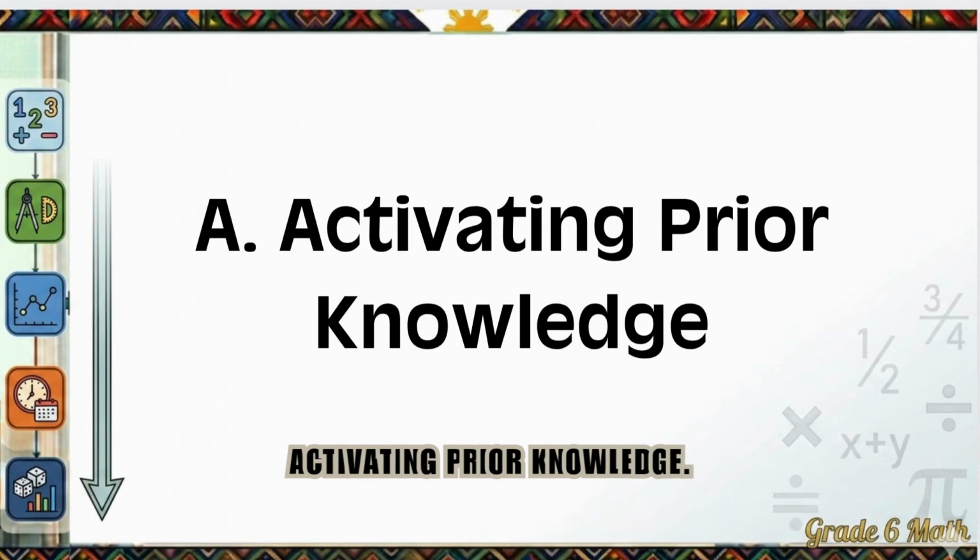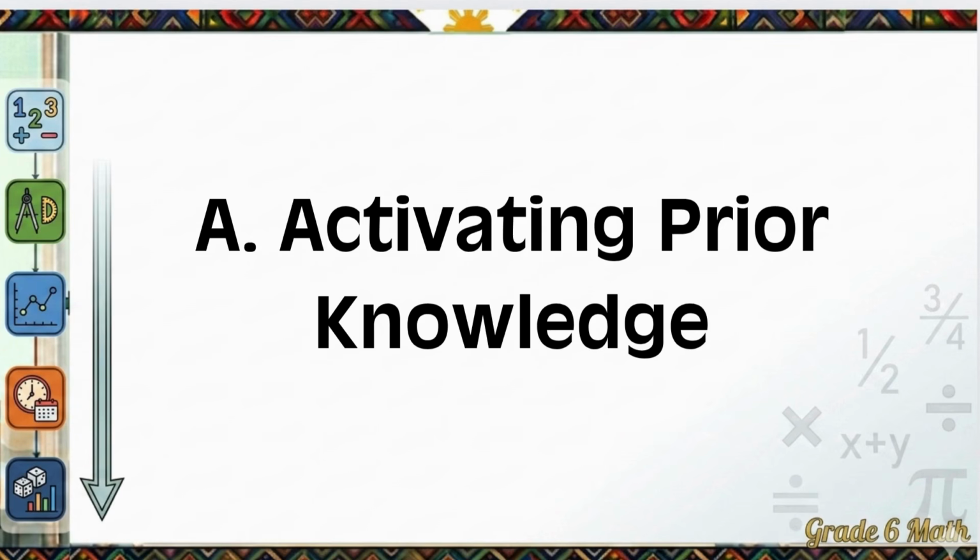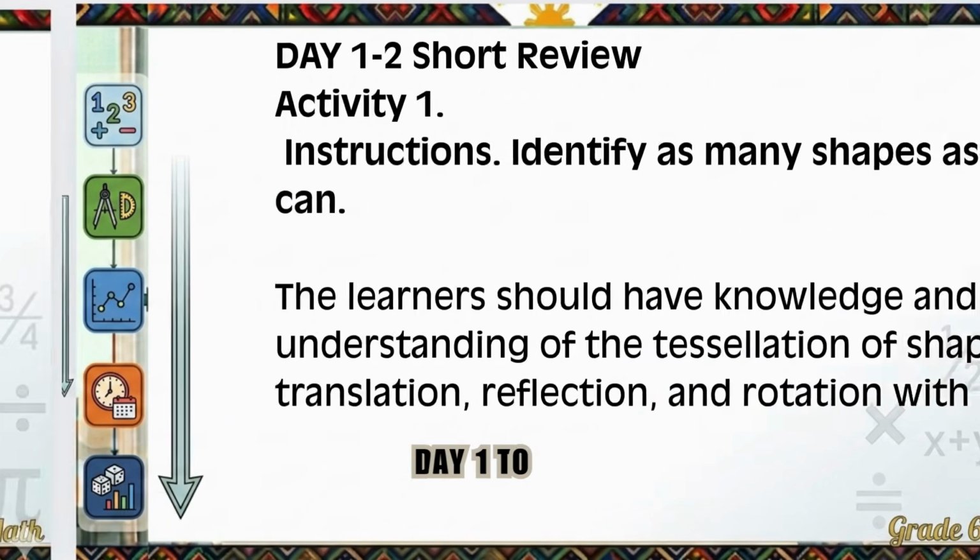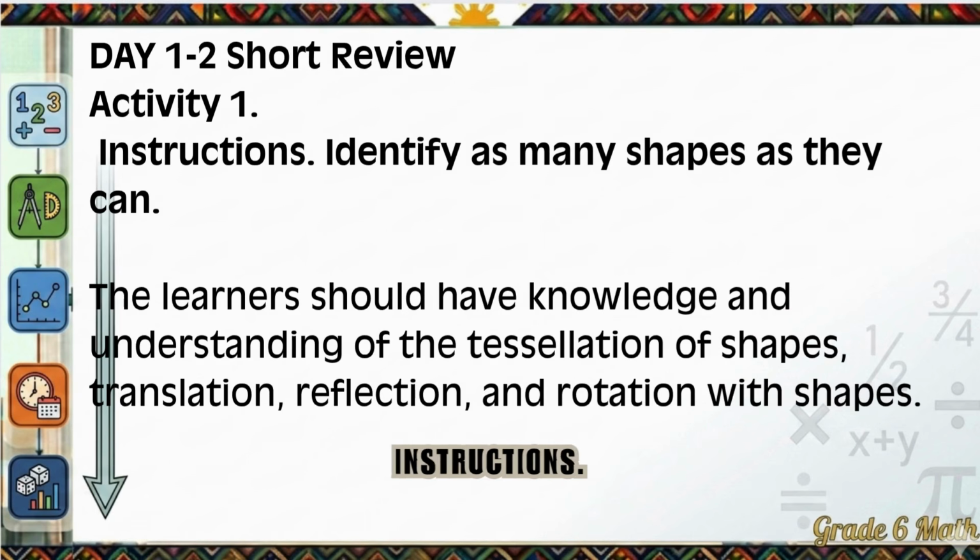A. Activating prior knowledge. Day 1 to 2 short review. Activity 1. Instructions: identify as many shapes as they can. The learners should have knowledge and understanding of the tessellation of shapes, translation, reflection, and rotation with shapes.